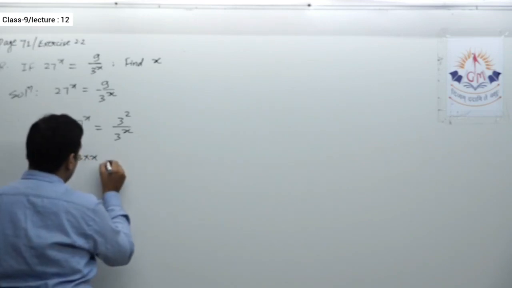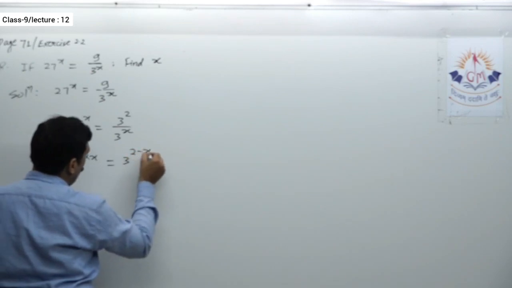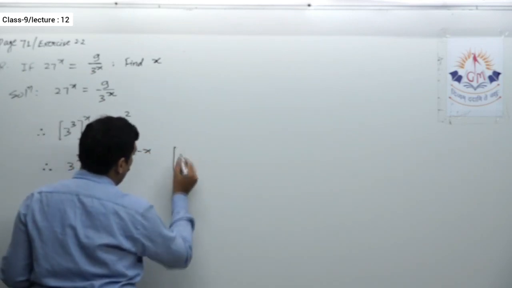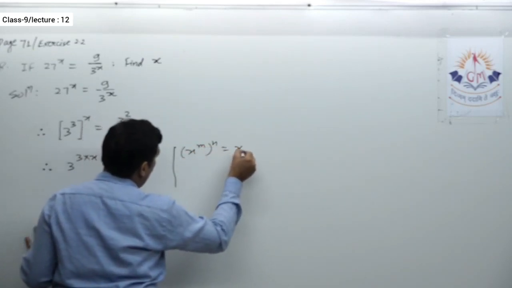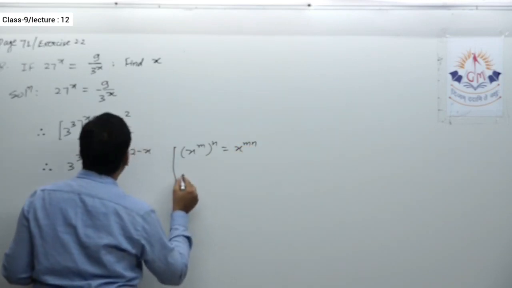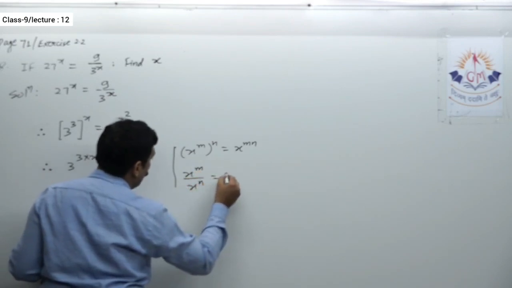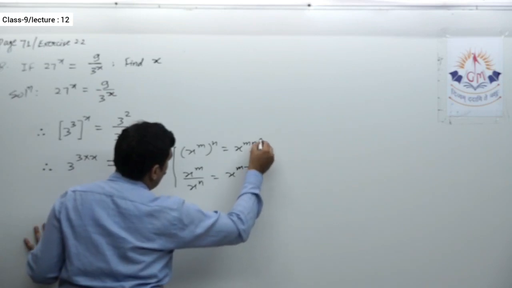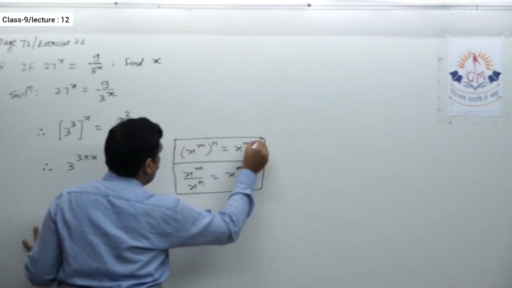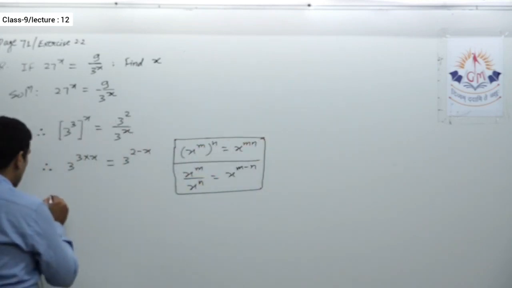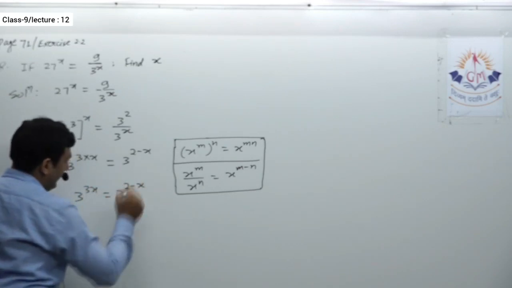So here actually I applied the power law, and over here 3 raised to 2 minus x. So here I applied two laws simultaneously. One is x raised to m raised to n is equal to x raised to mn, and another law I applied is x raised to m upon x raised to n is equal to x raised to m minus n. Ultimately my target was to make the bases same. Using this law I did the thing. So here I have 3 raised to 3x is equal to 3 raised to 2 minus x.